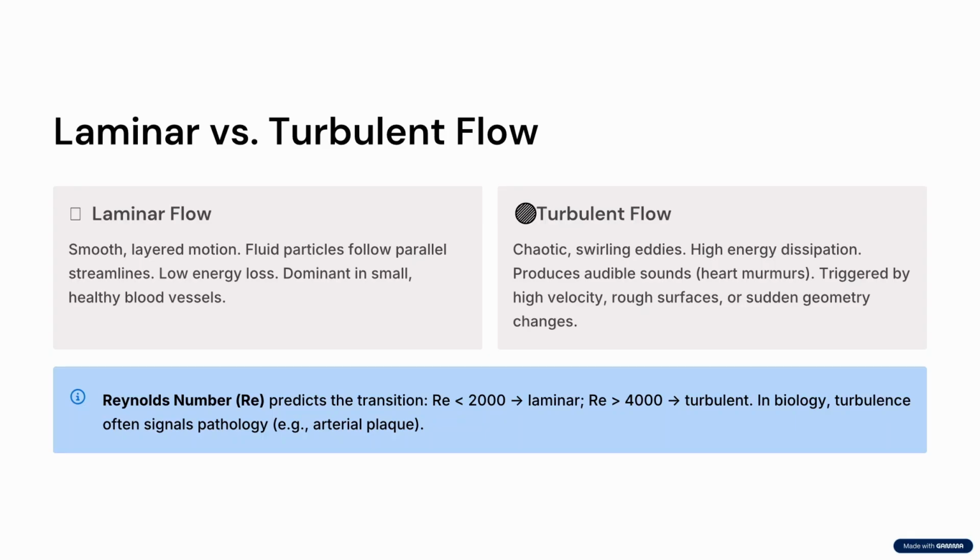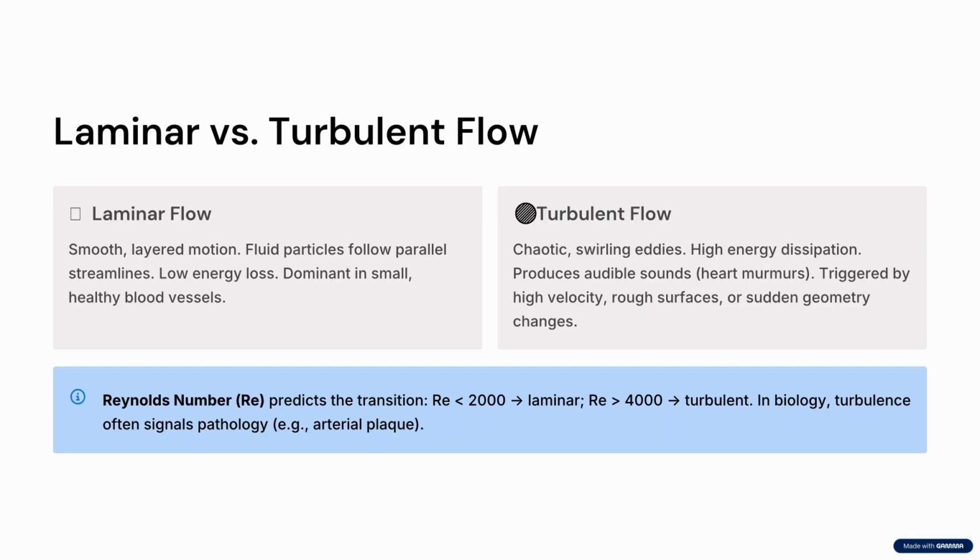Conversely, we have turbulent flow, which is marked in red for danger on the slide. This is a state of chaotic swirling eddies. The fluid particles are no longer parallel. Right, they are crashing into each other, crossing streams, and dissipating a massive amount of mechanical energy.